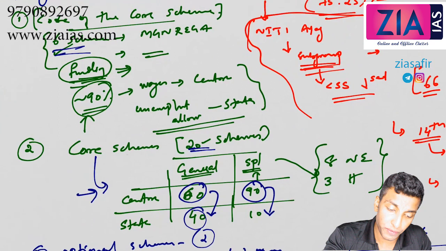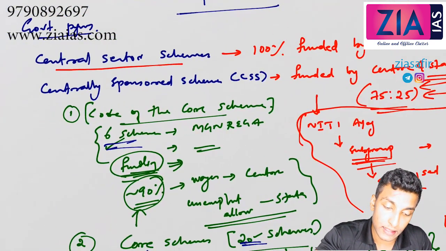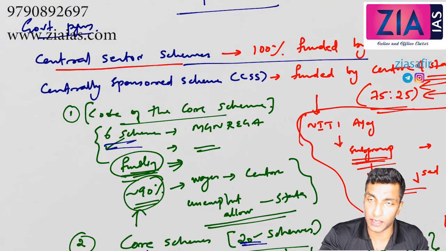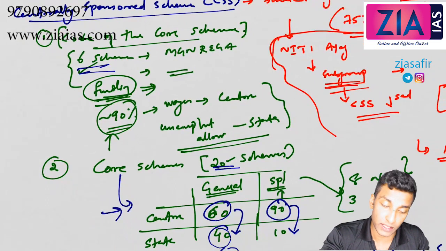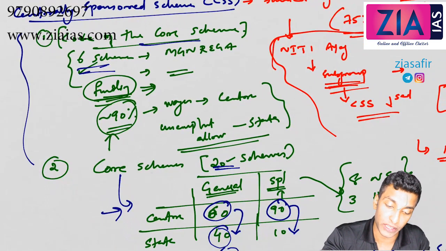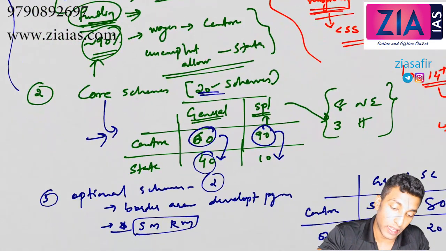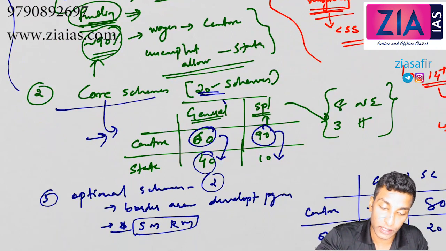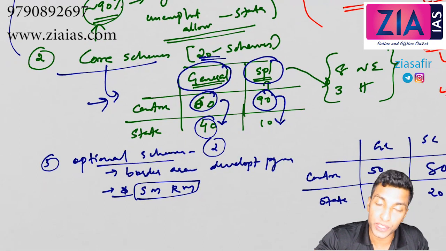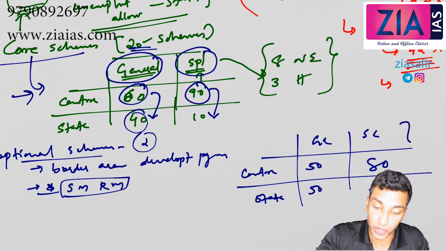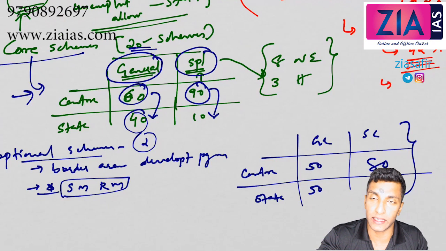Okay, so what we have understood is central sector scheme is 100% funded by the central government. Centrally sponsored scheme is actually shared between center and the states. Now which is divided into 3. Core of the core, there is no change in funding here. Then core scheme, you have seen that in case of general category and special category. Then optional scheme, 2 schemes are there. So this is actually the contribution of center and state in this case.